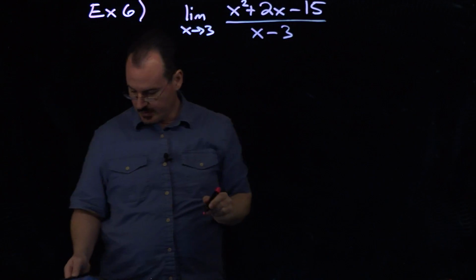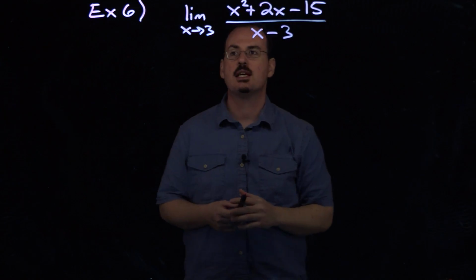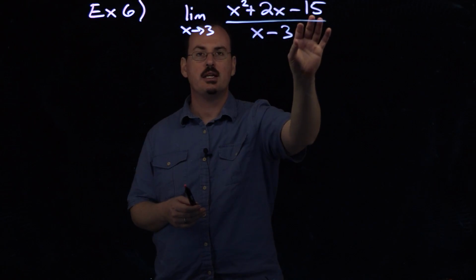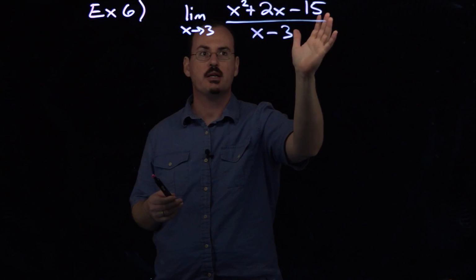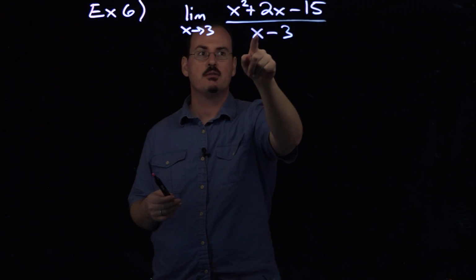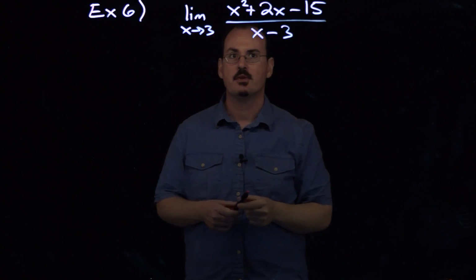Okay, notice this is a new one for us, because what I've been saying in the previous examples is that as long as you don't end up with a 0 in the denominator, you don't have a problem with simply plugging the number in. Here we do have that problem, right? If I try to plug in 3 here, 3 minus 3 is 0. Cannot divide by 0. Very important.